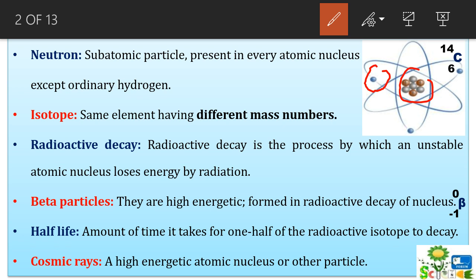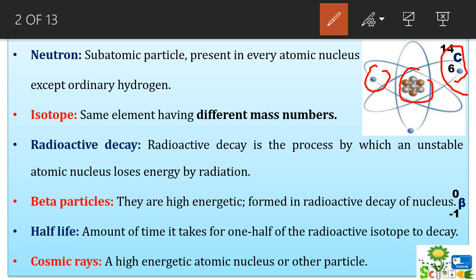Now isotopes. Isotopes are the elements which have a different mass number. Here I have shown a carbon 14 element because we are studying carbon dating. So let's take the example of carbon only. Carbon occurs in the environment with carbon 12 and carbon 13 as mass numbers. This type of element which has the same atomic number whereas a different mass number is called an isotope. These radioactive isotopes are not stable in nature, they are unstable.